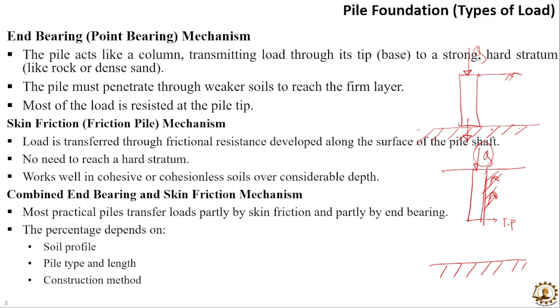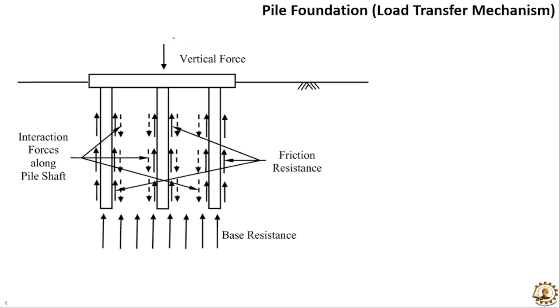Now, if we combine both the skin friction mechanism and end bearing mechanism, we call it the combined effect of end bearing and skin friction mechanism. It is the most practical solution for structures, because we are optimizing the resistance provided by the soil; that means we are using the skin friction resistance as well as the end bearing resistance. Suppose a vertical load Q is coming from the superstructure, this is your pile cap, and when a compressive load is applied at the top, the pile will have a tendency to go downward relative to the surrounding soil.